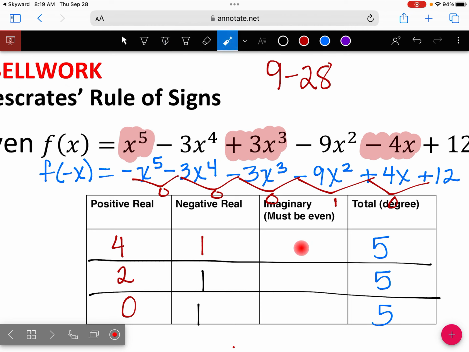Now we need to figure out what goes here, because remember, the total has to be 5. Here I started off with 5, I already have my 5, so that means I would have no imaginary zeros. In my second row, I have 3 and I need 5, so how many do I need to put here? 2. And in my third, I have 1, but I need 5, so I would have to have 4. And that is Descartes' rule of signs.